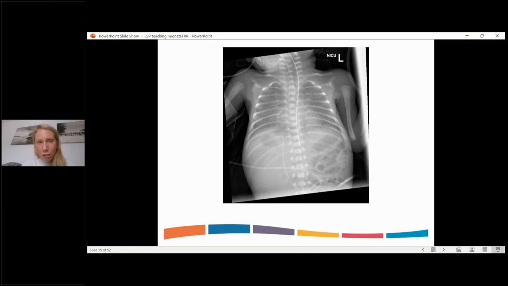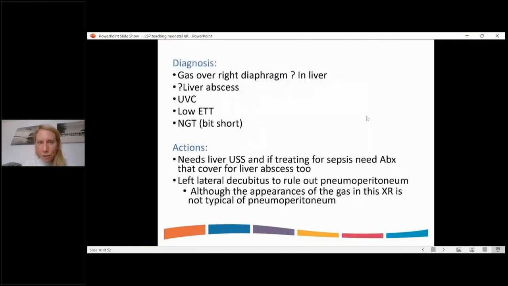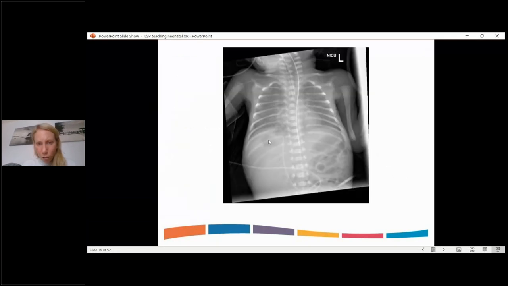If you left it in, you need to make sure everyone knows to monitor around the chest and shoulder for signs of extravasation. But yeah, there's gas, query in the liver. Is it a liver abscess? So you need to do a liver ultrasound. And if you're treating for sepsis, we need to make sure that we cover for liver abscess as well. You may want to think about doing a lateral decubitus X-ray to rule out pneumoperitoneum. This is not typical of pneumoperitoneum because it's very isolated in a small circle, but no one could say for definite that that wasn't free air. So you should consider a lateral decubitus when you're unsure.